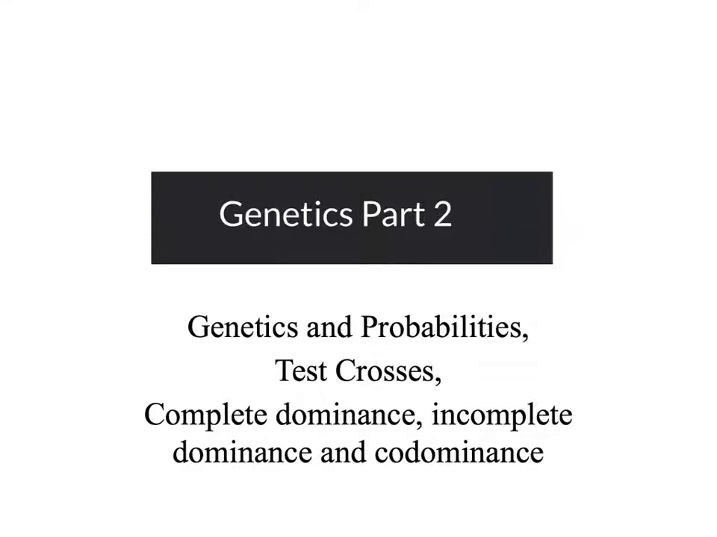In this section, we will look at genetics. We will talk about genetics and probabilities, test crosses, complete dominance, incomplete dominance, and codominance.